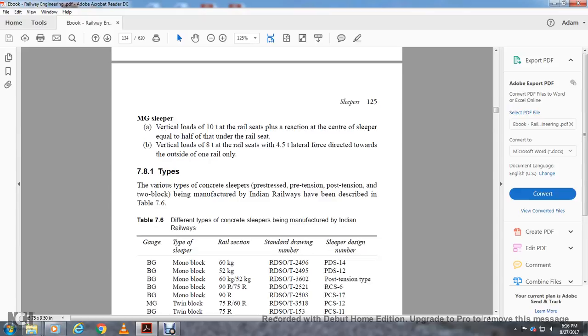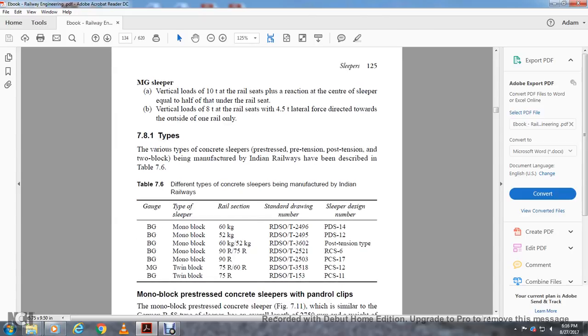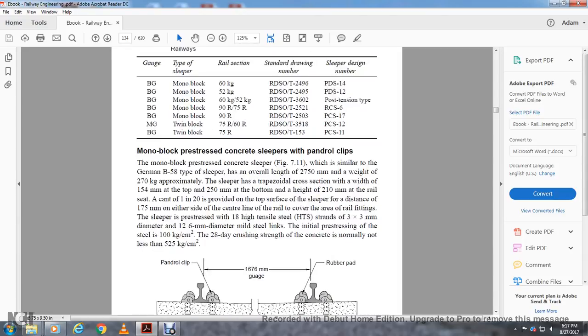7.8 Various types of concrete sleepers, pre-stressed, pre-tensioned, post-tensioned, and two-block, being manufactured by Indian Railways have been described in Table 7.6. Different types of concrete sleepers being manufactured in the Indian Railways. Type of sleeper: monoblock, twin block; rail section 52, 60, 90, 75R, 60R; standard drawing number RDSO; sleeper design PCS 14, 12; post-tensioning type RSC 16, PCS 17, PCS 12, PCS 11.